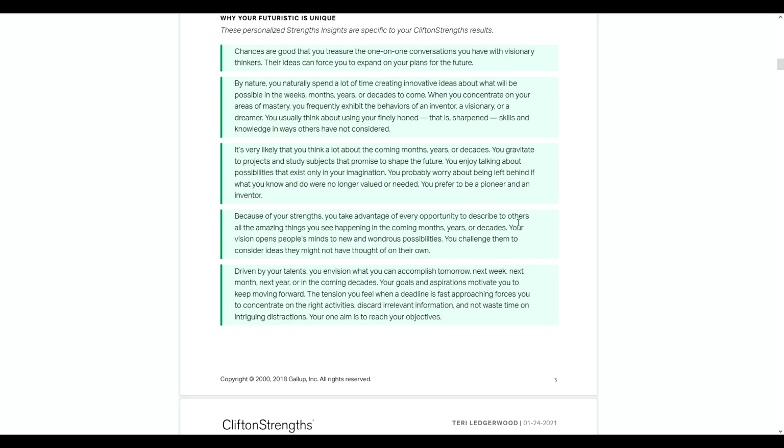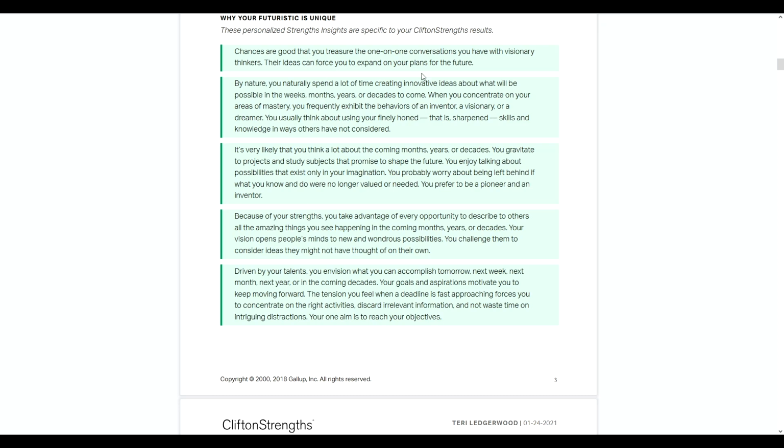Yours is very specific. In fact, Clifton Strengths believes that you are the same as 1 in 33 million. So chances are that your report is going to be slightly different than the other person that has similar strengths. All right, so let's get into it.